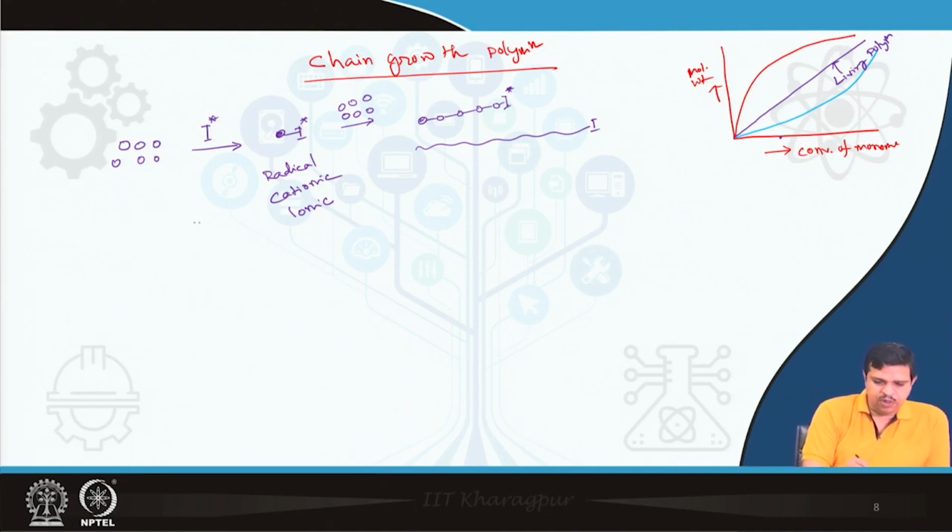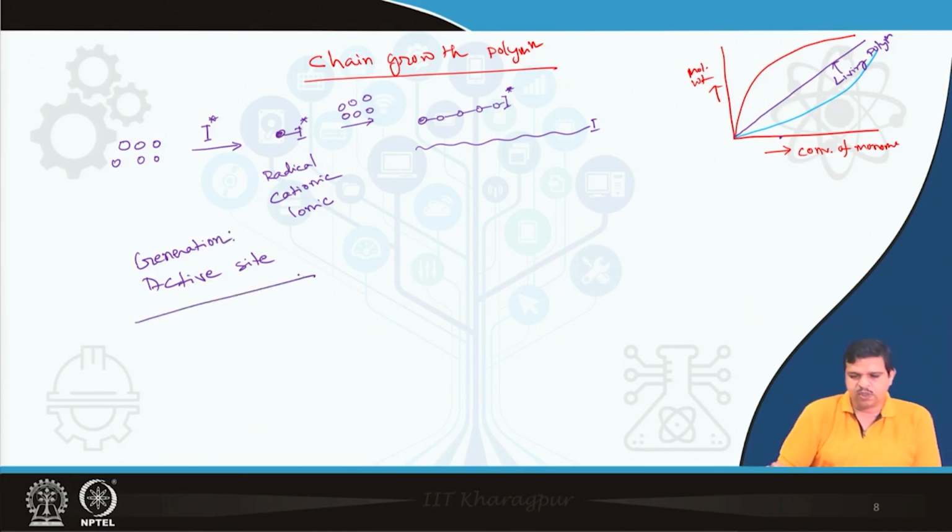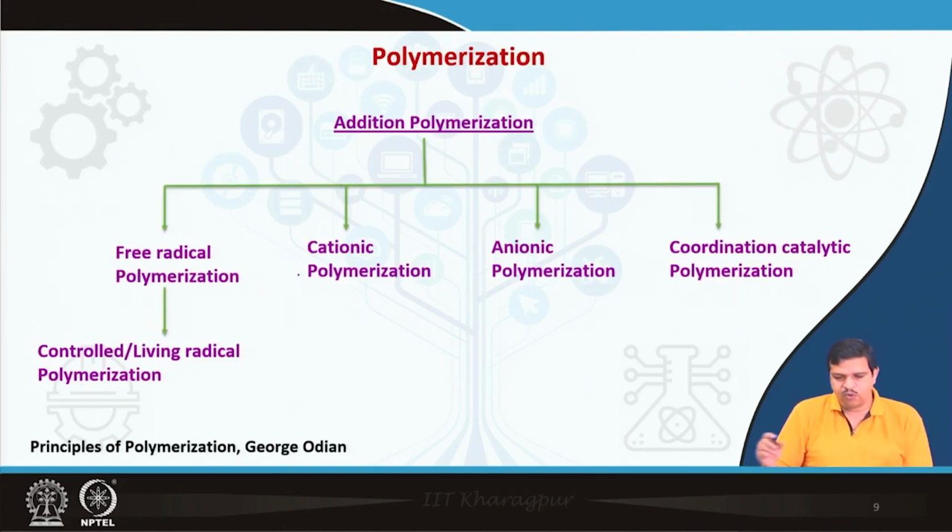So, the main point I am telling is that there has to be an active site, and this active site you have to generate in different ways, which we will discuss in the following classes, in a very brief way. Because before going to coordination catalytic polymerization, the metal catalytic polymerization, we should understand the other protocols, otherwise we cannot understand the concept of the polymerization.